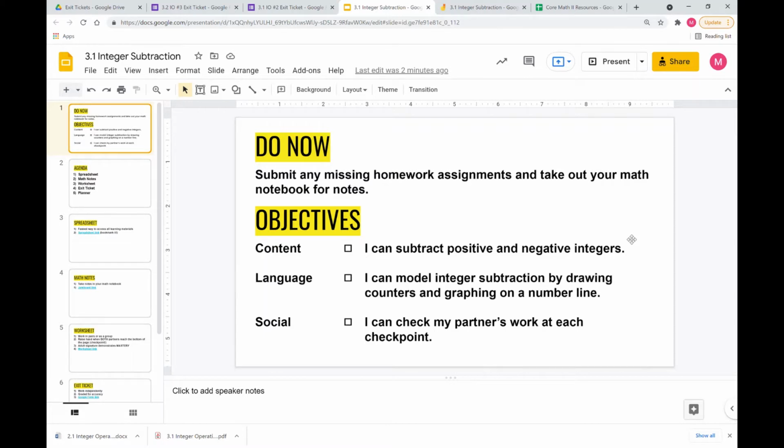Objectives. Content: I can subtract positive and negative integers. So last week we talked about adding positive and negative integers. Today we're going to focus on subtracting positive and negative integers. Language objective: I can model integer subtraction by drawing counters and graphing on a number line. So we'll practice those skills again of counters and number line, but this time for subtraction. And social objective: I can check my partner's work at each checkpoint.